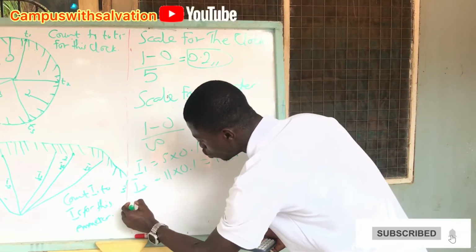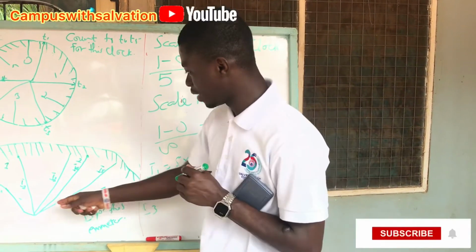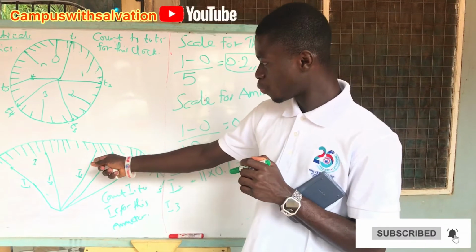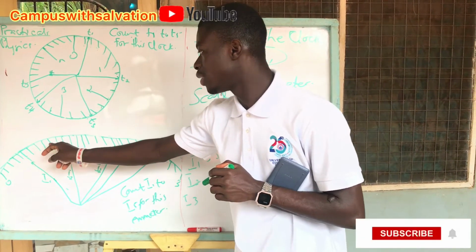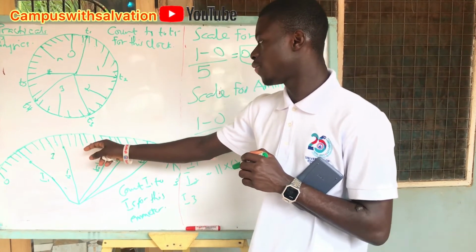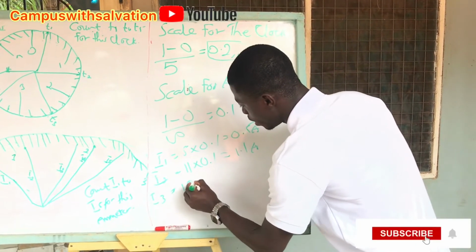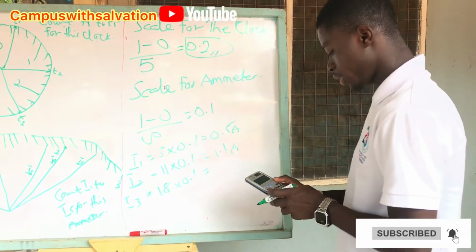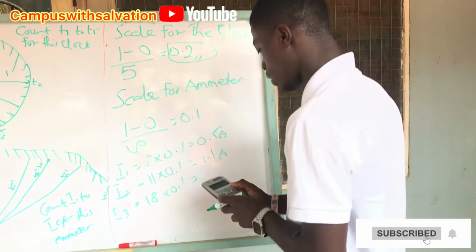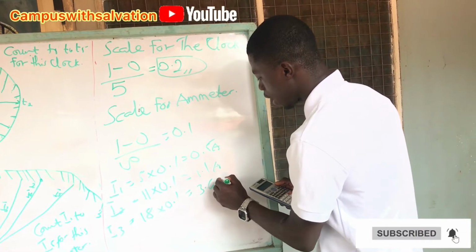So as it goes, the same thing: exactly on where it falls. So this is I3. Just know where it falls. So 1, 2, 3, 4, 5, 6, 7, 8, 9, 10, 11, 12, 13, 14, 15, 16, 17, 18. 18 times 0.1 will give us 3.6 ampere.